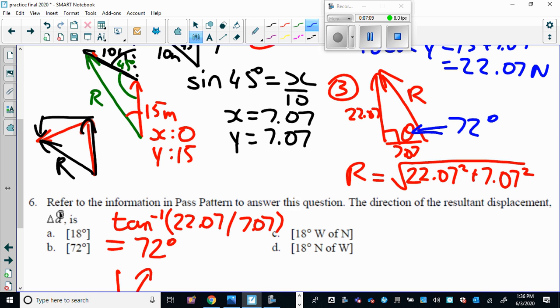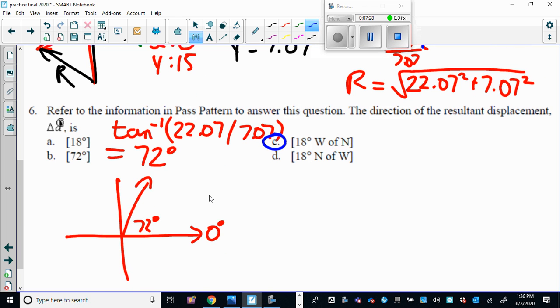So it's clearly going to be C or D. Is it 18 degrees west of north, or is it 18 degrees north of west? 18 degrees goes in there because that's to equal up to 90. So the answer is C. It's 18 degrees west of north. Right? Or, and there are 3 other ways that you could express that answer. It could be north 18 degrees west, or west 72 degrees north, or 72 degrees north of west.